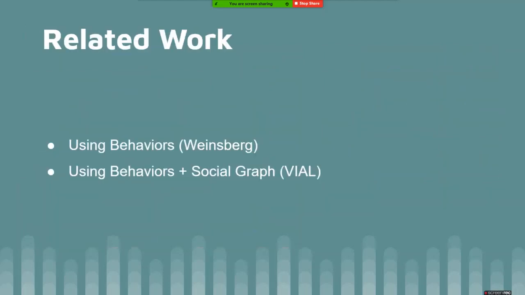So for the previous work on this problem, there is a paper by Weinsberg that uses only the behaviors of the user to predict a private attribute. This means that we only predict the private attribute using likes, interactions, reviews, and so on. And there is another very important work, which is Vial, because Vial combines the behavior as well as the social graph, meaning that I will infer the attribute using likes and such things, but also using the friends or the connected users to our target user.